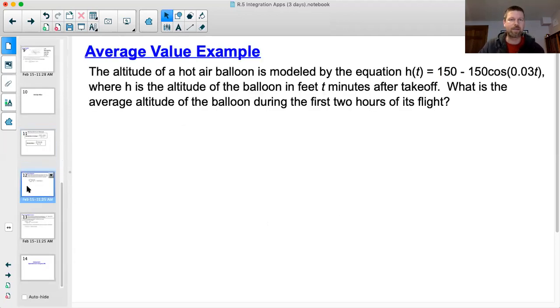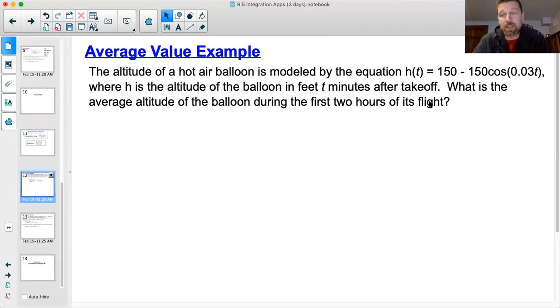So, average value example. The altitude of a hot air balloon is modeled by this equation. That looks ugly, not fun. Where h is the altitude of the balloon in feet, t minutes after takeoff. What is the average altitude of the balloon during the first 2 hours of flight?